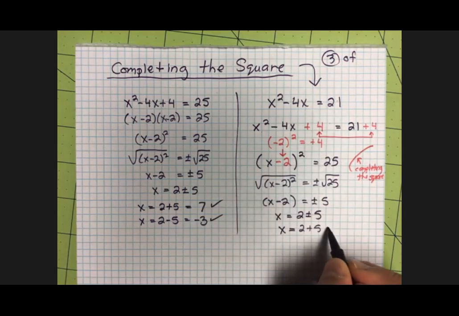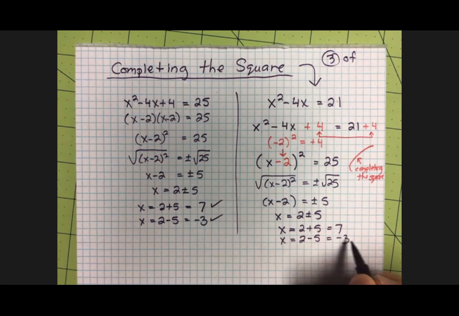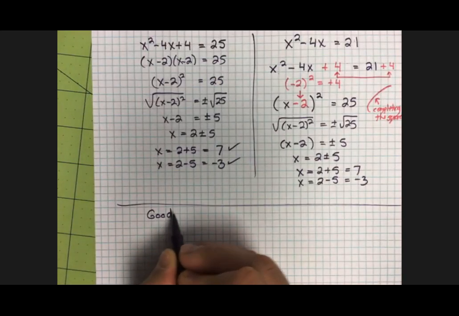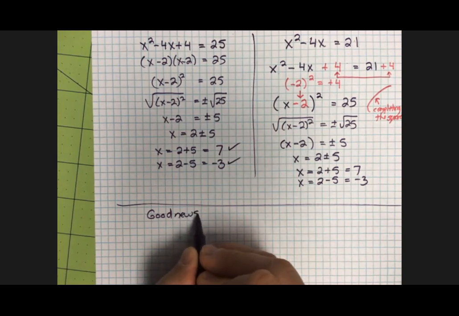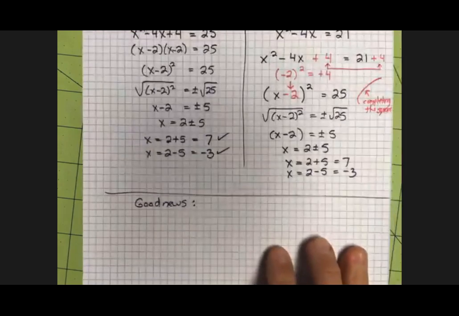2 plus 5 is 7. 2 minus 5 is negative 3. So here's the good news. The completing the square method always works.